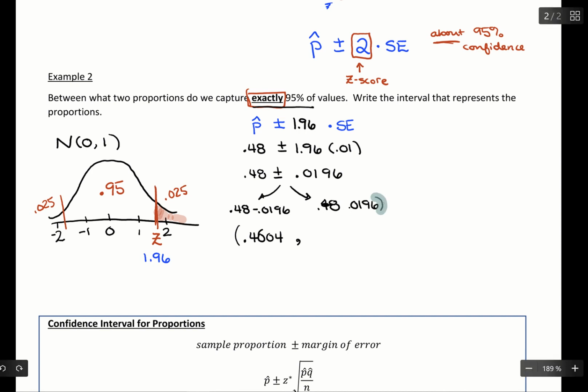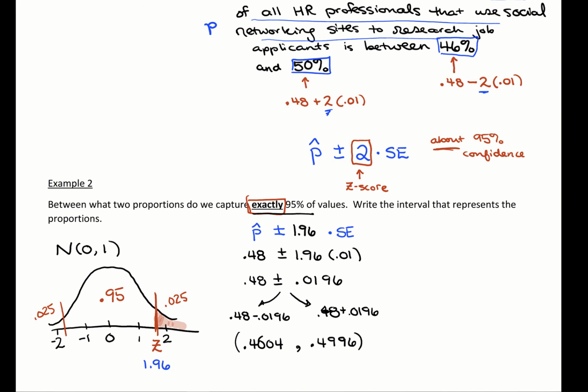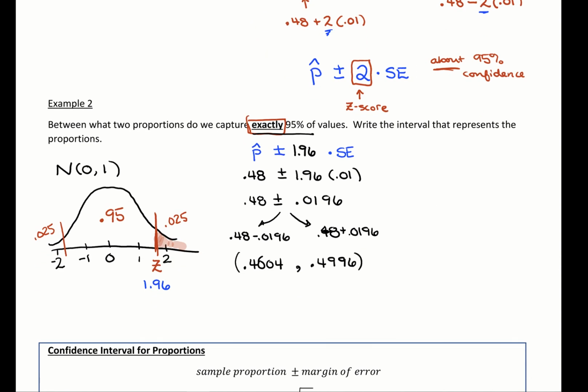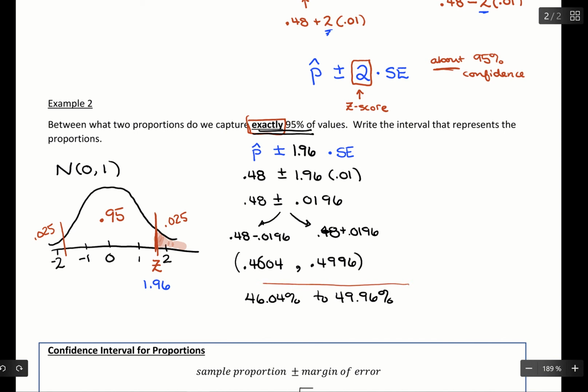And then the upper bound would be where we add. Sorry, I wrote that as multiplication. So 0.48 plus 0.0196, which would give us 0.4996. And this is a more accurate interval. You can see it's very close to what we found above, 46% to 50%, but this is better. And then with our conclusion, we could say exactly 95%, and then we would say 46.04% to 49.96%. And this would be a better interval to use.